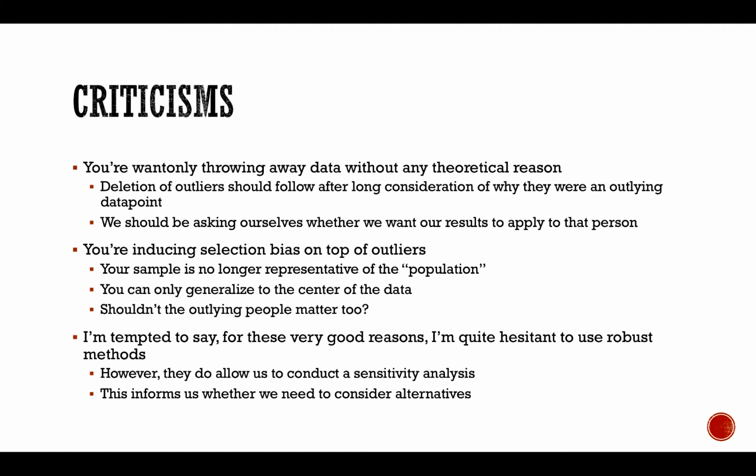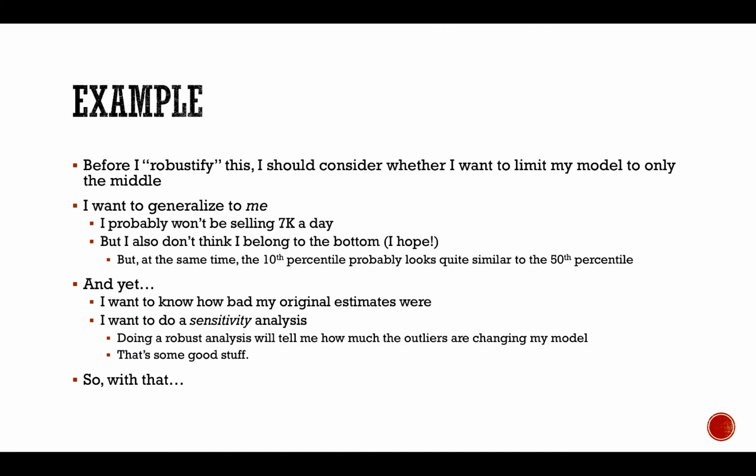So for example, before I robustify this, I should consider whether I want to limit my model to only the middle, and I want this to generalize to me. So I probably won't be selling 7,000 books a day, or $7,000 a day, whatever it is. I'm okay with eliminating the top 10% of the people. But I also don't think I belong to the bottom 10%, I hope.